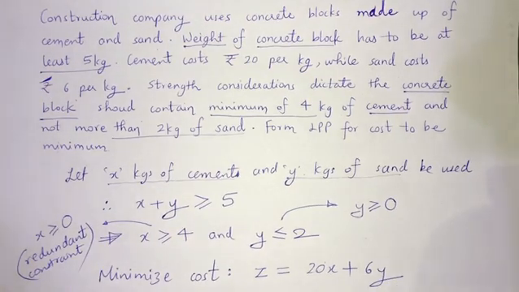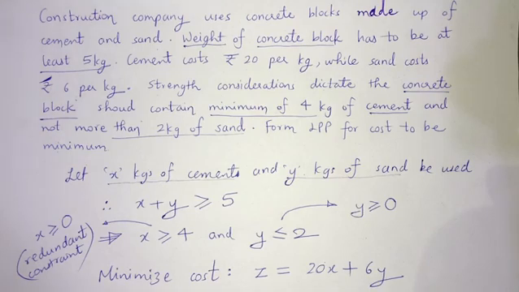It is there because the amount of cement used can't be negative. It has to be greater than or equal to 0. But we already have x greater than or equal to 4, so it won't be of much use to us. But it is there, and it won't be of use to us. Therefore, it is a redundant constraint.